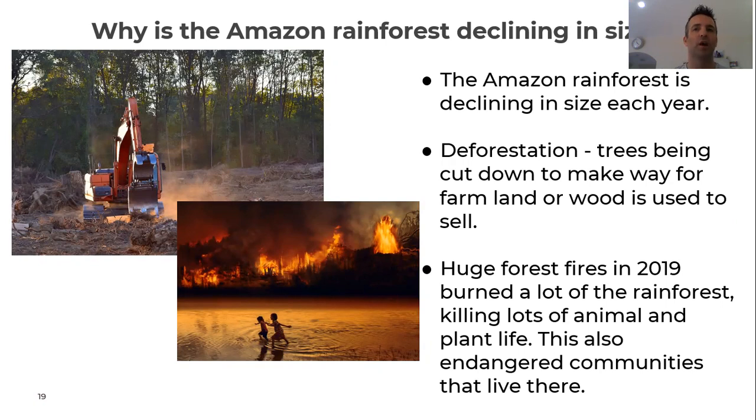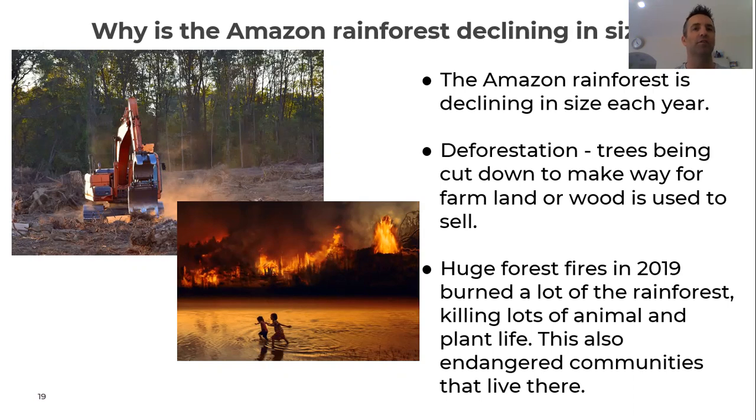Sadly, huge parts of the Amazon rainforest are being cut down all the time to make way for farmland and to have that wood in order to sell. And that's a real problem because it means that the animals and the people that live within the rainforest are being put in danger.